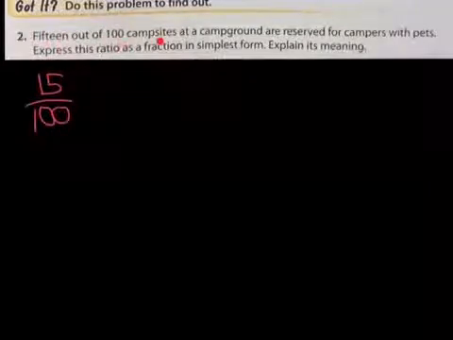So 15 out of 100 campsites at a campground are reserved for campers with pets. So pets can't go everywhere. You can only go to 15 out of every 100. Express this ratio as a fraction in its simplest form.